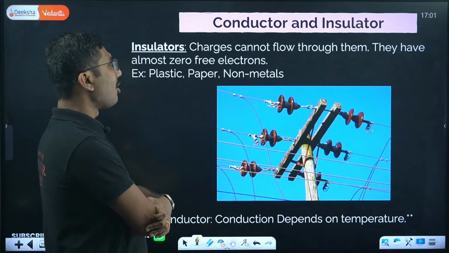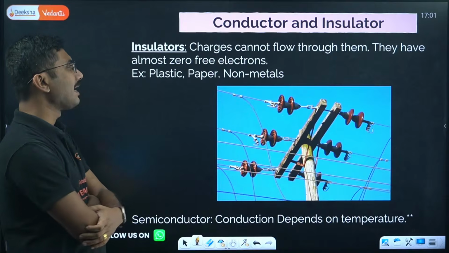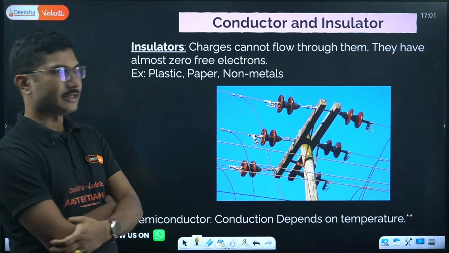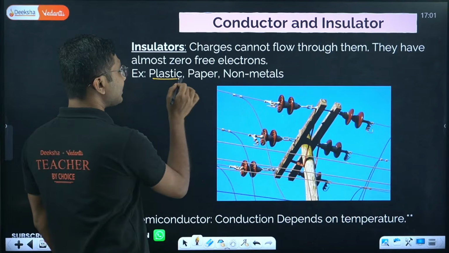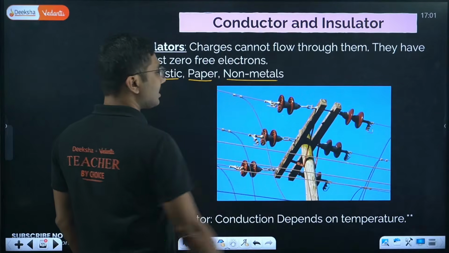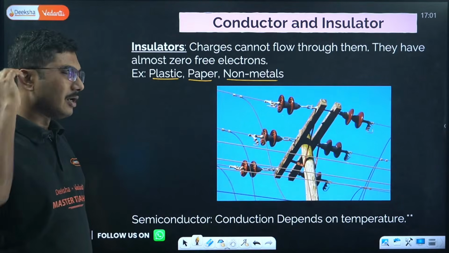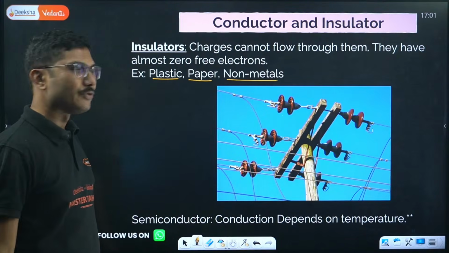Now, examples of insulators are plastic, paper, non-metals, etc. Okay. So, we have seen plastic, we have seen paper, we have seen non-metals. Most of the non-metals are insulators. There are few exceptions.